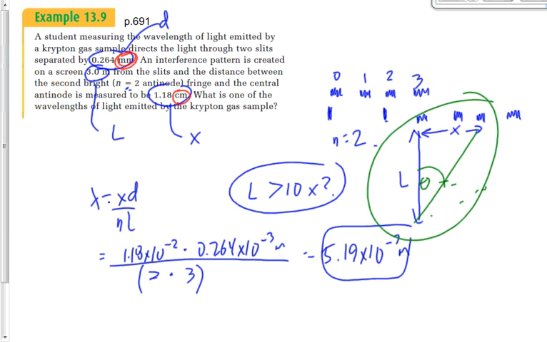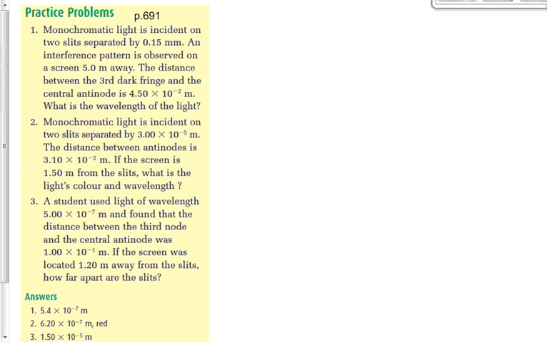You got that? So if you're doing a problem here in the next few minutes where L is not greater than 10 times x, then use some trigonometry to get theta, and use the other equation. In the vast majority of problems, however, I would say at least 95% of the problems, you won't have to worry about that. L will be greater than 10 times x. But every once in a while it won't be. You've got to be on the lookout for that. Have a look at the 3 questions that go along with that, please, on page 691.